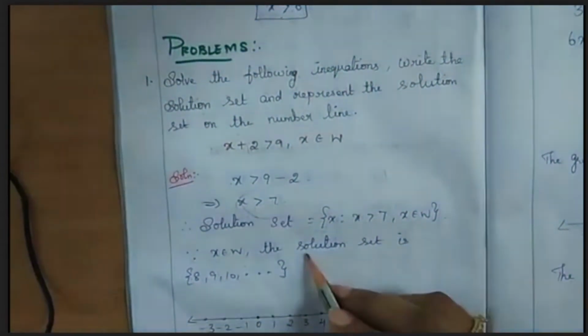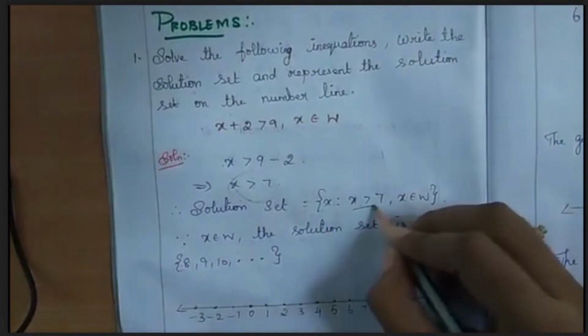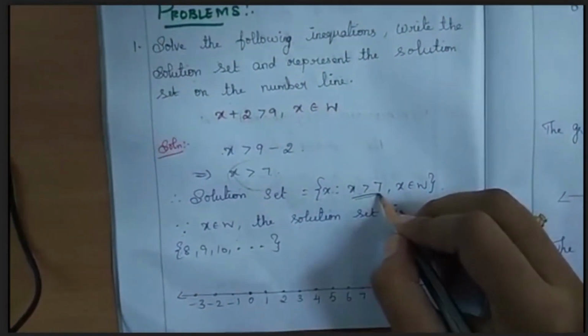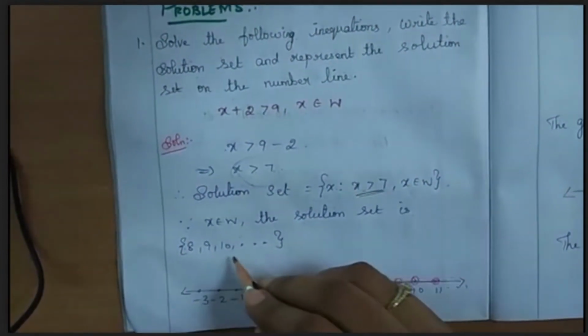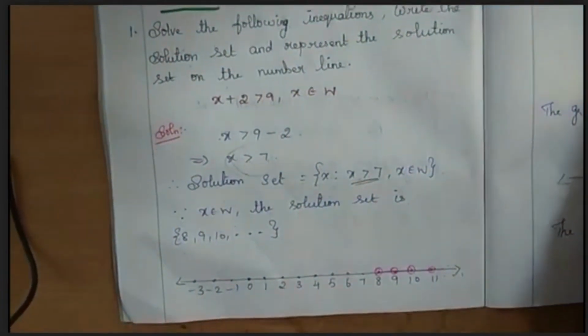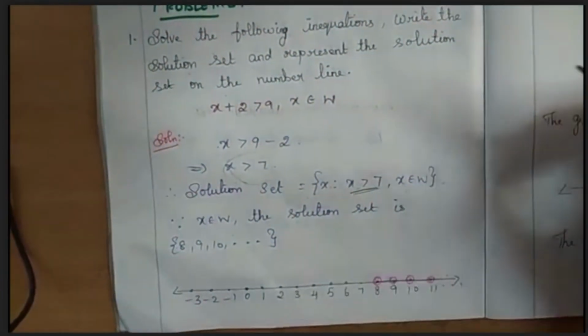Since x belongs to whole numbers, the solution set is, here x is greater than 7, right? So what will be the answer? What is greater than 7? 8, 9, 10. It will go on. Now we are going to go for the graph.